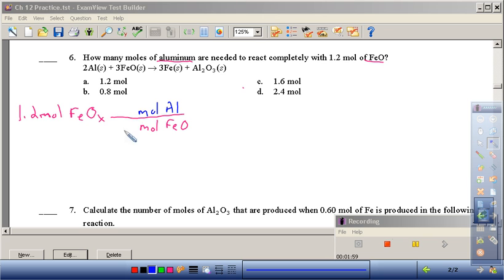Now to get my coefficients, my numbers that go here, I just go to the equation. For aluminum, there's a 2 in front. And for FeO, iron oxide, there's a 3 in front. I cross off my like units. Am I done? Well, I look at moles of aluminum. The question says how many moles of aluminum, so I know I'm done. And I just multiply and divide that out. So 1.2 times 2 divided by 3.